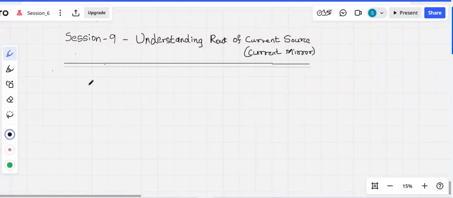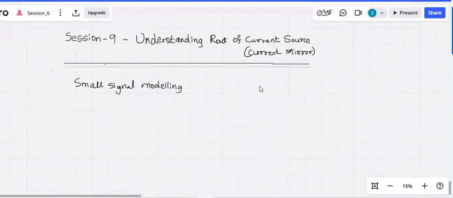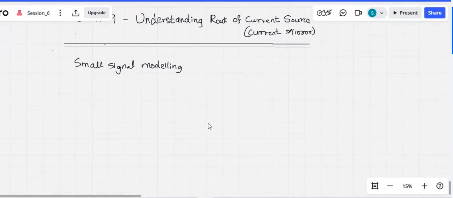So I'm not going to go in the way the textbooks deal with the theoretical aspects. Let us try to intuitively and mathematically figure out what exactly we mean by current source or current mirror with the help of a simple small signal modeling. We'll do the small signal modeling, and then we'll arrive at particular observations, and based on those observations, possibly in the upcoming sessions, we'll try to simulate certain aspects of these things.